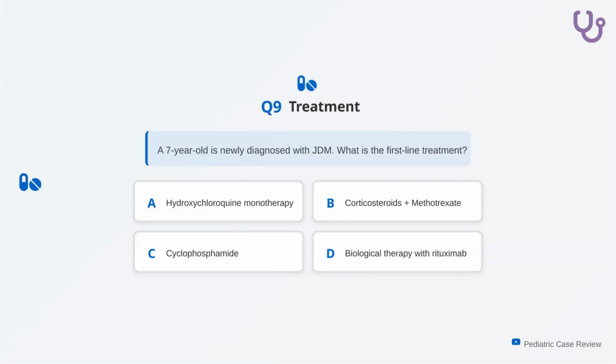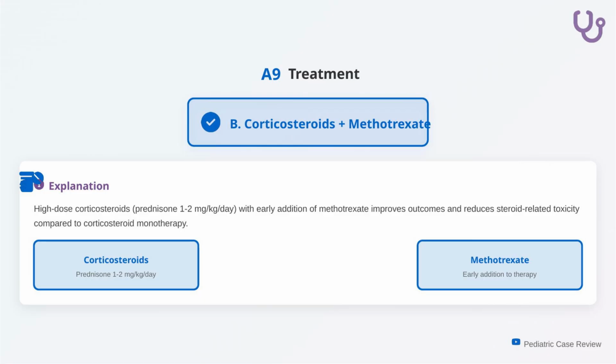A 7-year-old is newly diagnosed with juvenile dermatomyositis. What is the first-line treatment? A. Hydroxychloroquine monotherapy. B. Corticosteroids plus methotrexate. C. Cyclophosphamide. D. Biological therapy with rituximab. The correct answer is B.